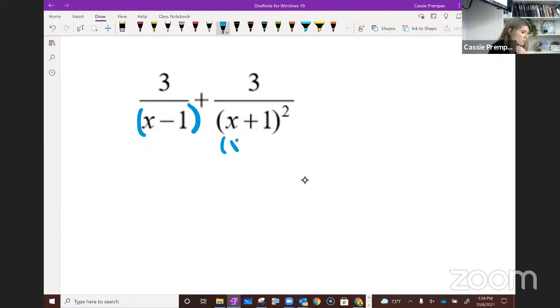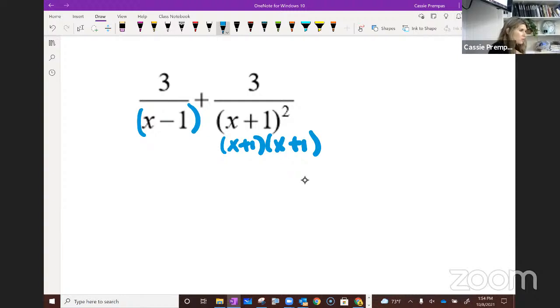So this has x plus 1 times itself, right? And this one's x minus 1. Well, it has to be one positive and one negative. So we have x plus 1, and this one's x minus 1. Imagine if x was 6. What's 6 minus 1? 5.